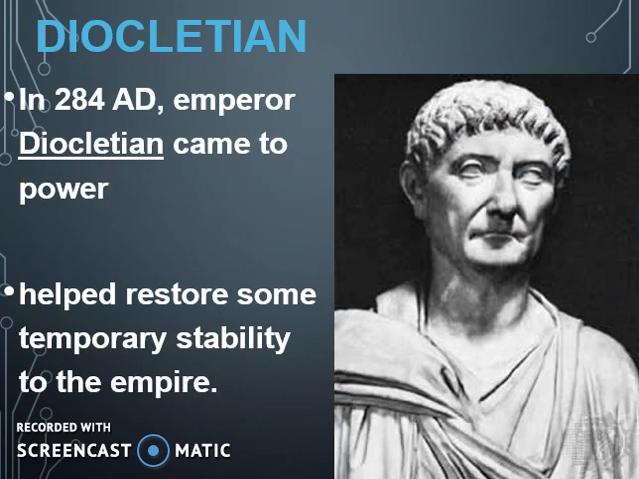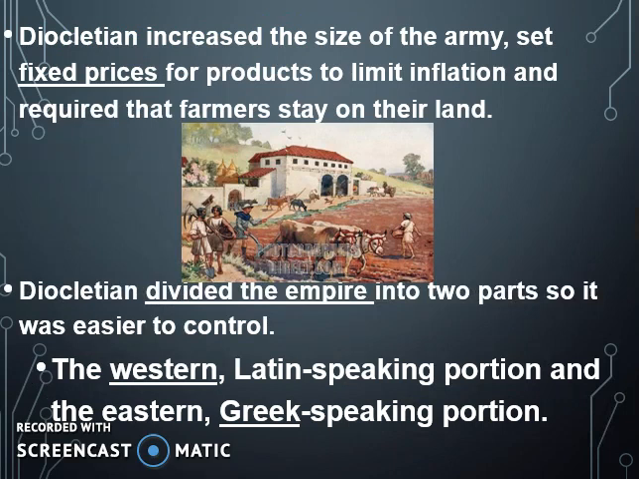Emperor Diocletian in 284 came to power, and he helped restore some temporary stability to the empire. His idea is to increase the size of the army, set fixed prices for products to limit inflation, and to require that farmers stay on their land. He also divided the empire into two parts so it was easier to control: the Western Latin-speaking portion and the Eastern Greek-speaking portion. Now this is very important.